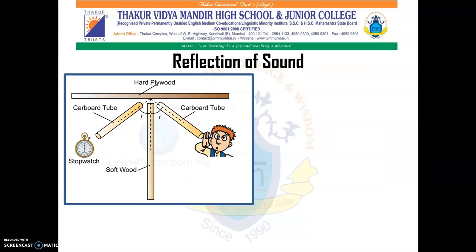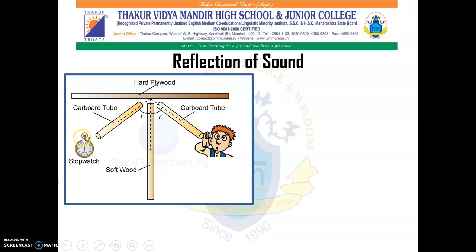Let us understand reflection of sound with the help of one experiment. For this, you have to take a hard plywood and arrange it on the side of the wall as shown over here. Take another soft wood and arrange it in the direction vertical to that of the hard plywood. Then take two sufficiently long cardboard tubes of equal sizes and arrange them as shown in the picture.